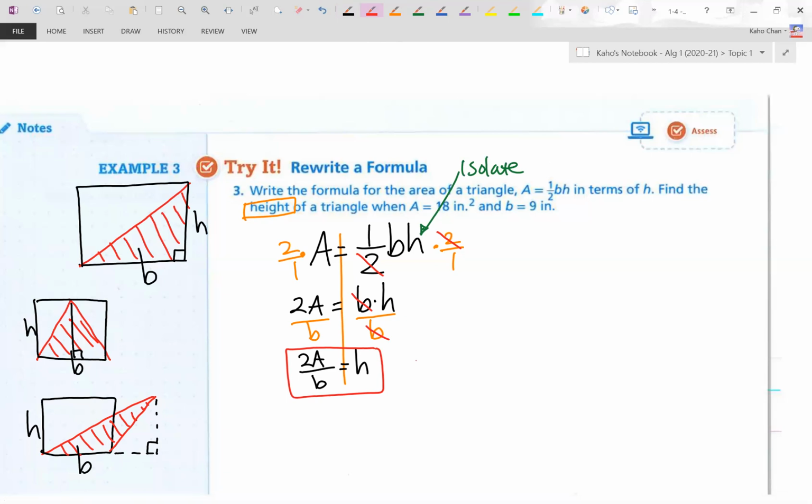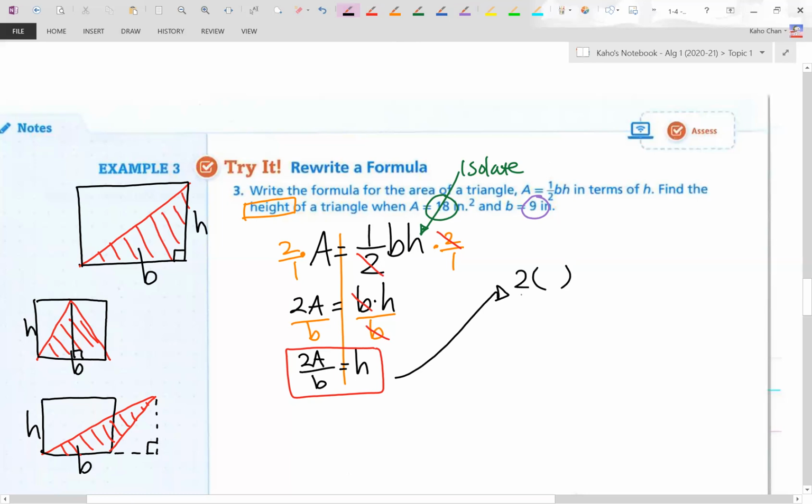I want to find out what the height is if they tell me that the area is 18 and the base is 9. All I have to do is plug those numbers into the formula, and we'll get an answer here in a second. All right, 18 goes in for the letter A, representing area.